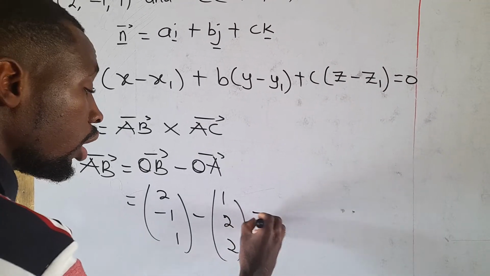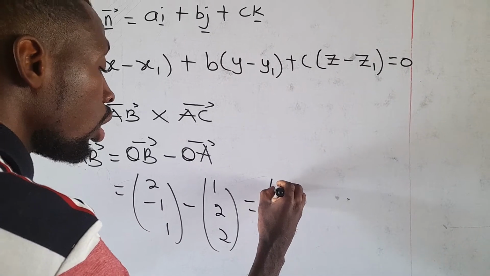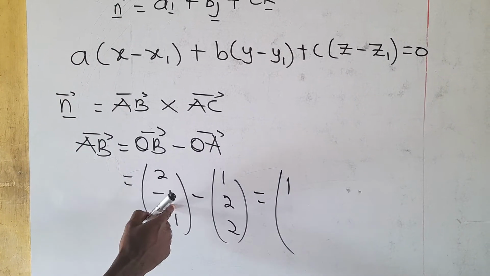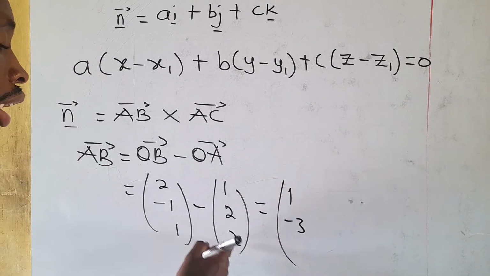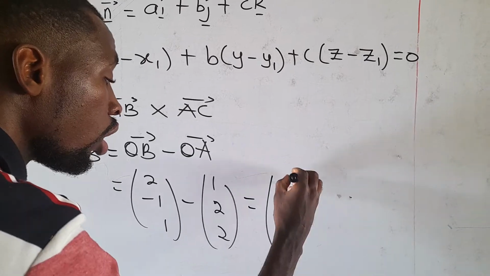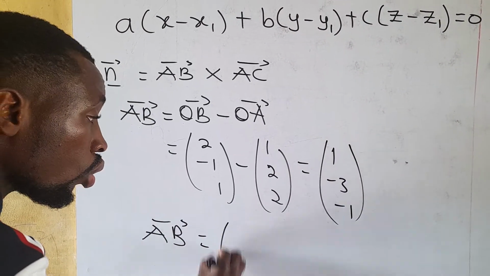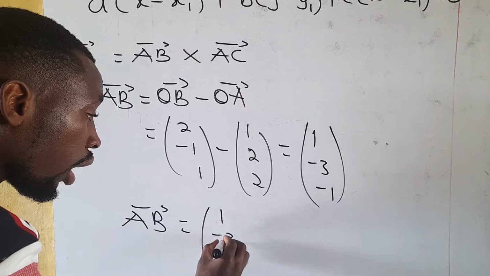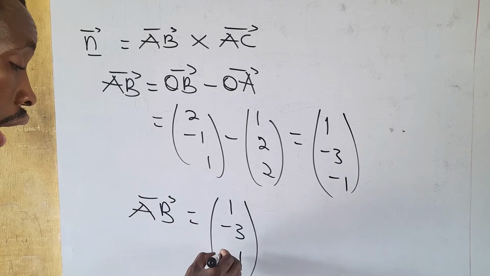When we subtract this, 2 minus 1 will be 1. Negative 1 minus 2 will be negative 3. Then 1 minus 2 will be negative 1. So we can say our AB is equal to 1, negative 3, negative 1.